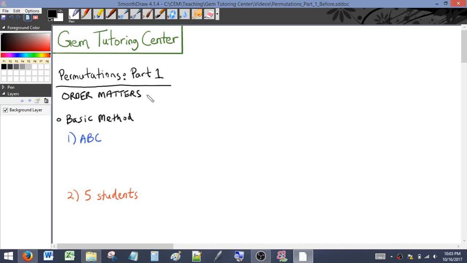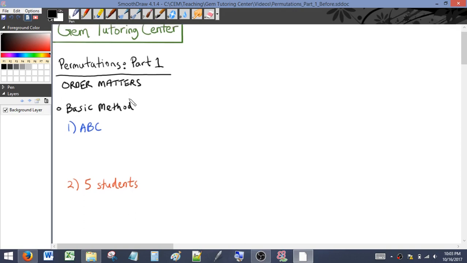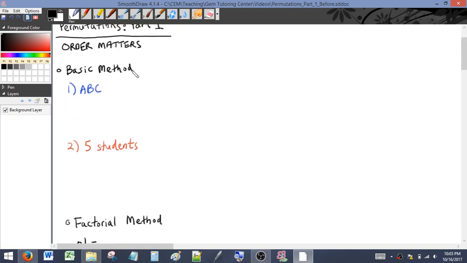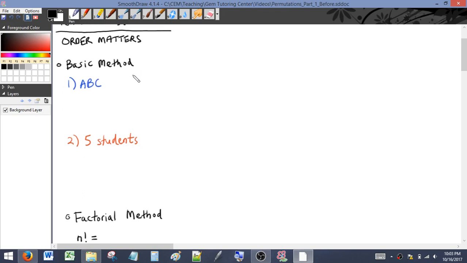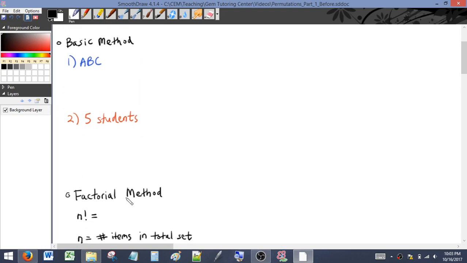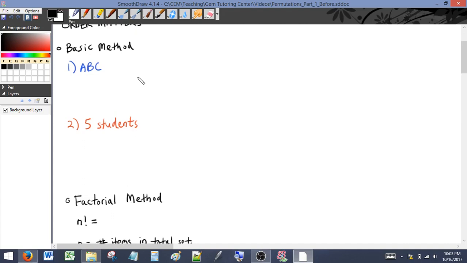Permutations are used in probability when we want to find out the number of ways in which something can be arranged when order matters. There are two methods I'm going to talk to you about in this short video. The first one is the basic method for counting the number of ways, and the second is the factorial method. And we'll see that the factorial method is very powerful and helps us solve sets that are very large.